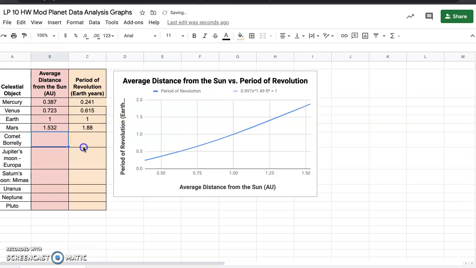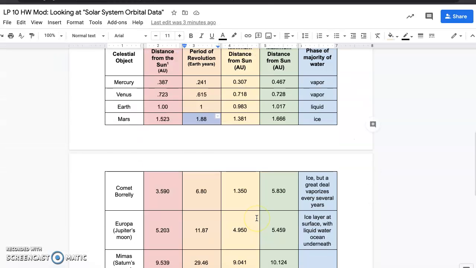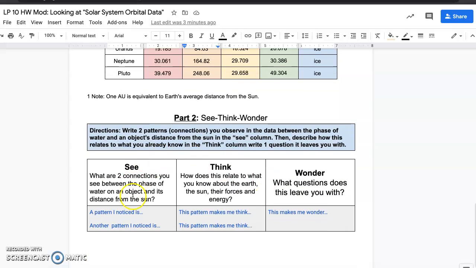So you're going to finish these last few points for the red and orange, and then click on the other tab, the maximum and minimum distances from the sun, which are the yellow and green columns in this same chart. Once you're done with that, you're going to fill out this see, think, wonder based on what you see.